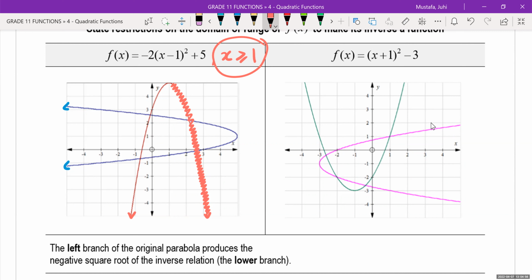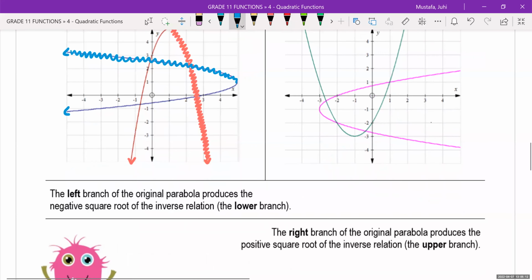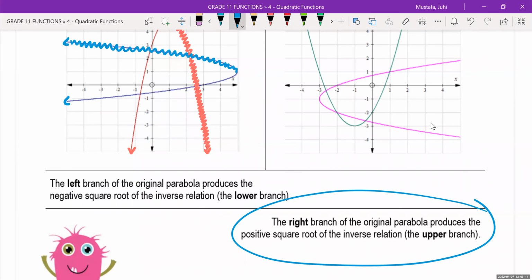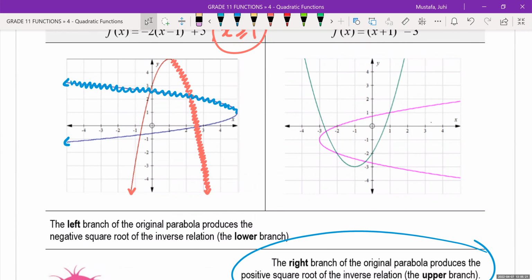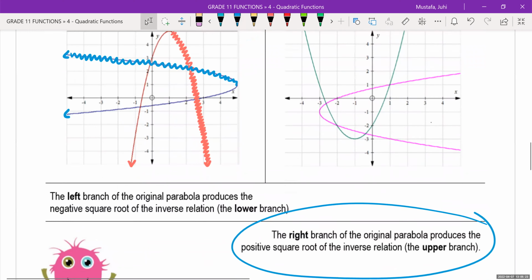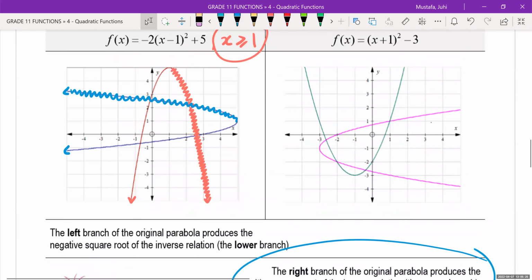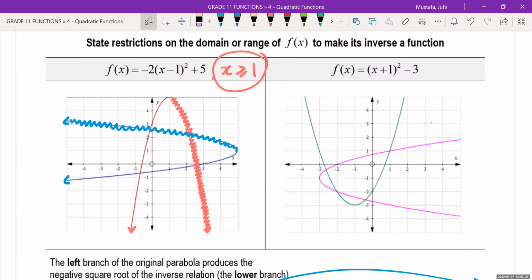And the reason why you would do that is if you only have half of the parabola, then that's going to give you only half of the inverse. So that part of the parabola is going to give you this part of the inverse. How did I know that? Well, there are specific rules, and that rule is written right here. The right branch of the original parabola, so the right-hand side, which is this right here, gives you the positive square root of the inverse, which is the upper branch, and that's in the blue over here.